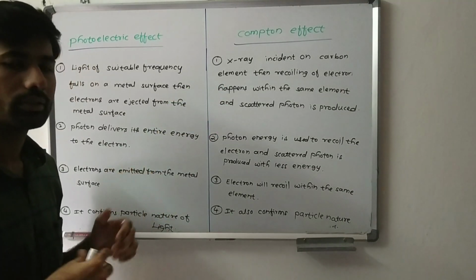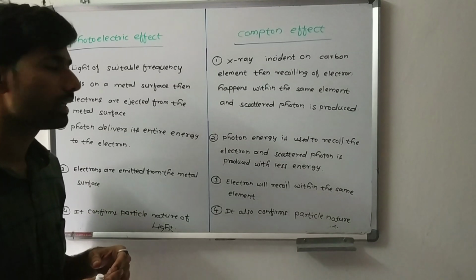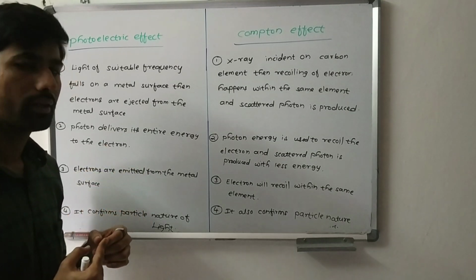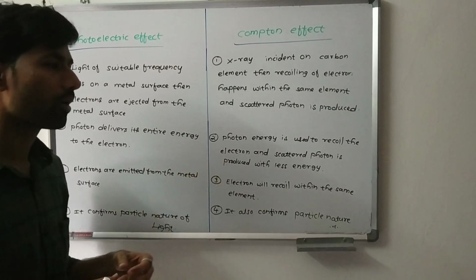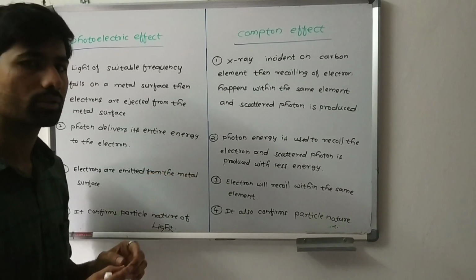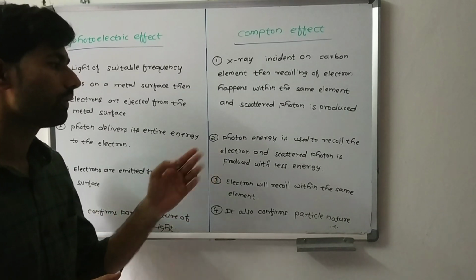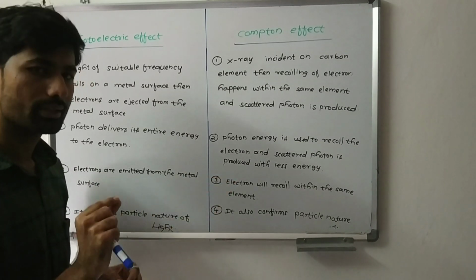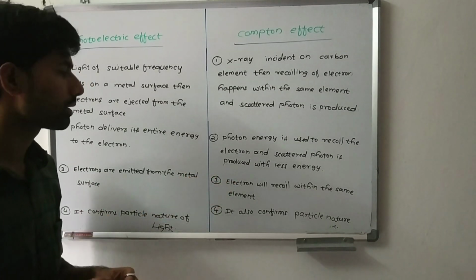Now here the photon delivers its entire energy to the electron and the photon is going to disappear within the metal. But in case of Compton effect, the photon tries to deliver its entire energy to the electron, but the recoiling of the electron happens and some scattered photon is going to be produced with less energy. Why that happens we will see in the summary part.